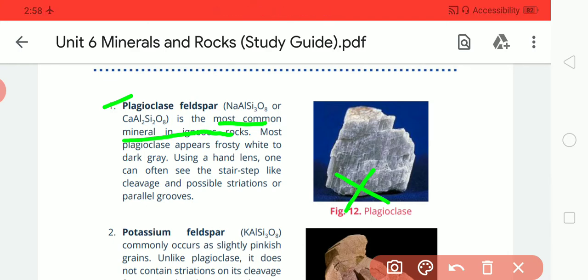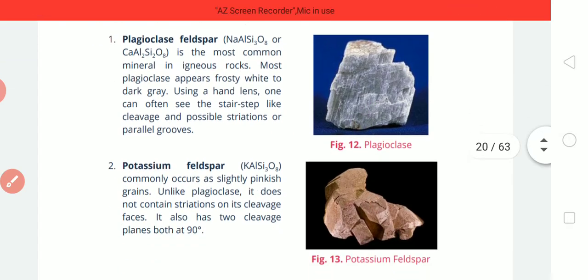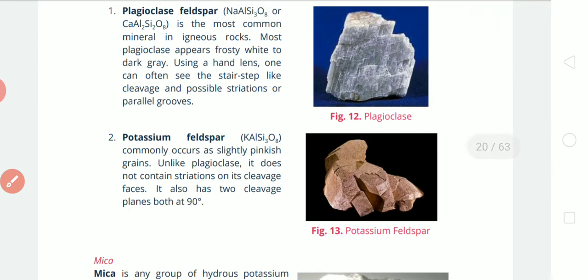Next type of feldspar is potassium feldspar. So they commonly occur as slightly pinkish grains. Unlike plagioclase, it does not contain striations on its cleavage. It has two cleavage planes at 90 degrees.